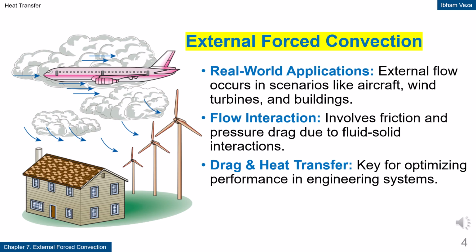External forced convection. This slide emphasizes the real-world relevance of external forced convection through examples such as aircraft, wind turbines, and buildings. Fluid flow over a surface produces friction and pressure forces that affect system performance. At the same time, heat transfer occurs between the surface and the fluid. Engineering design optimization strongly depends on understanding these two effects together. Therefore, external forced convection is always analyzed together with drag and heat transfer.